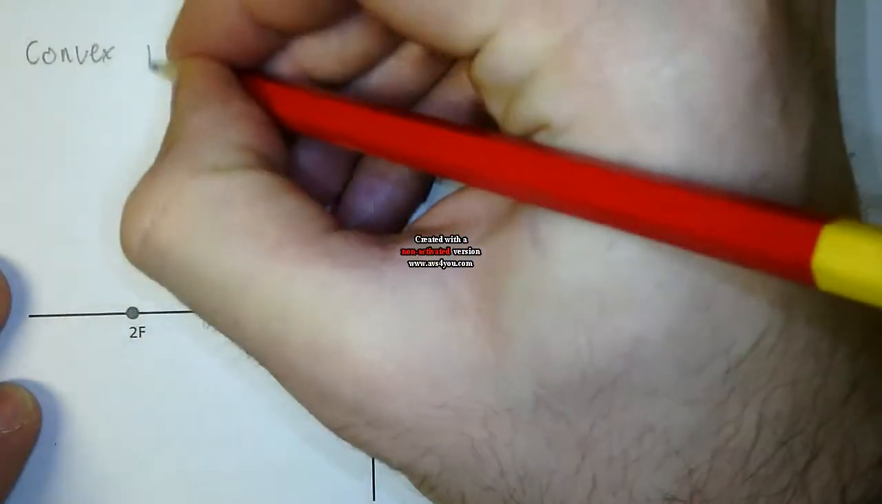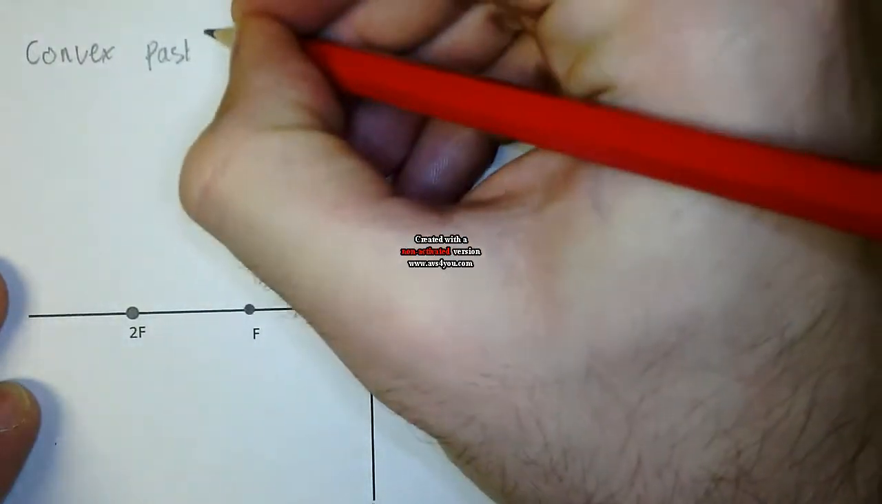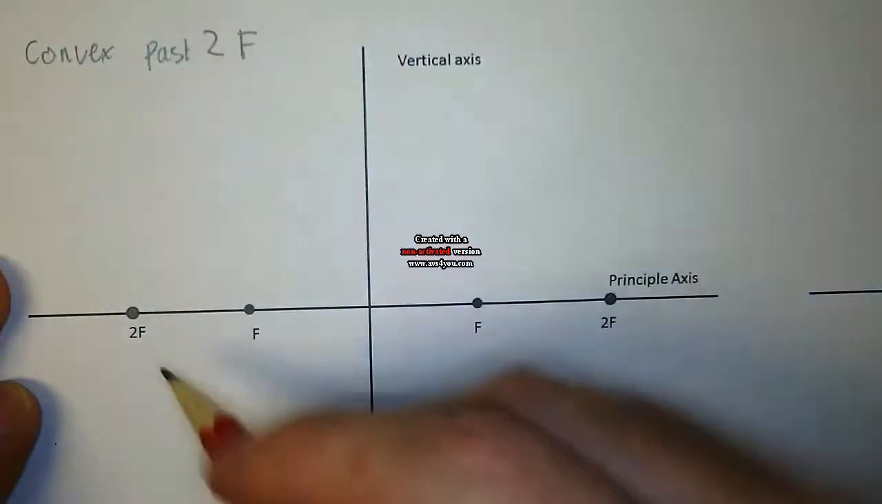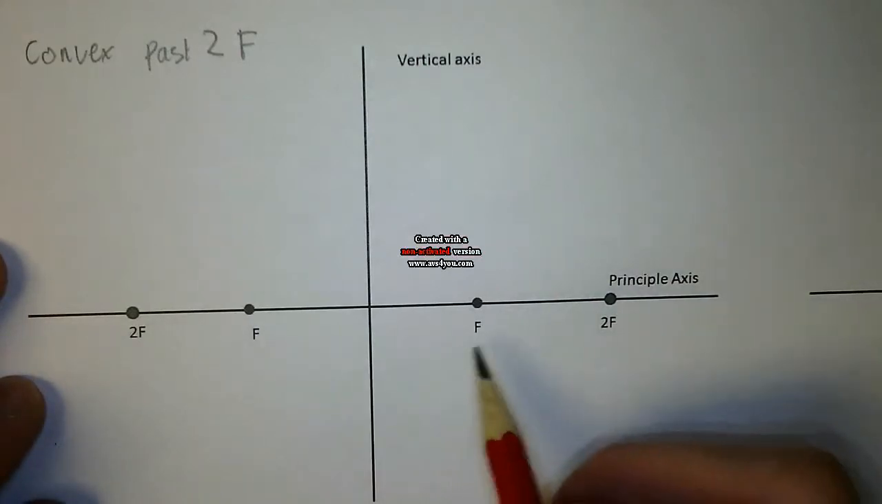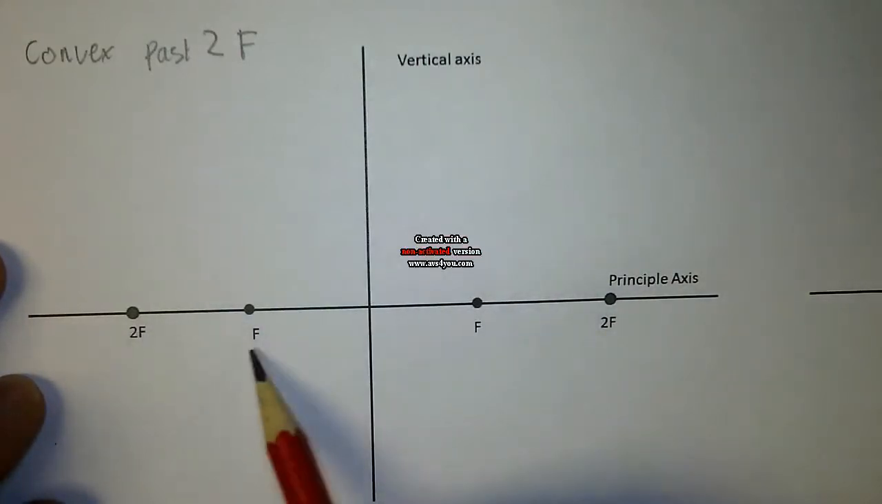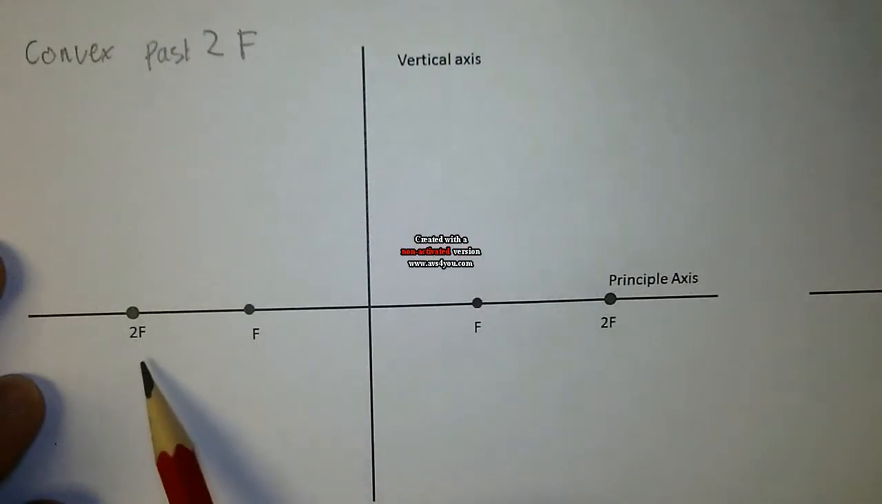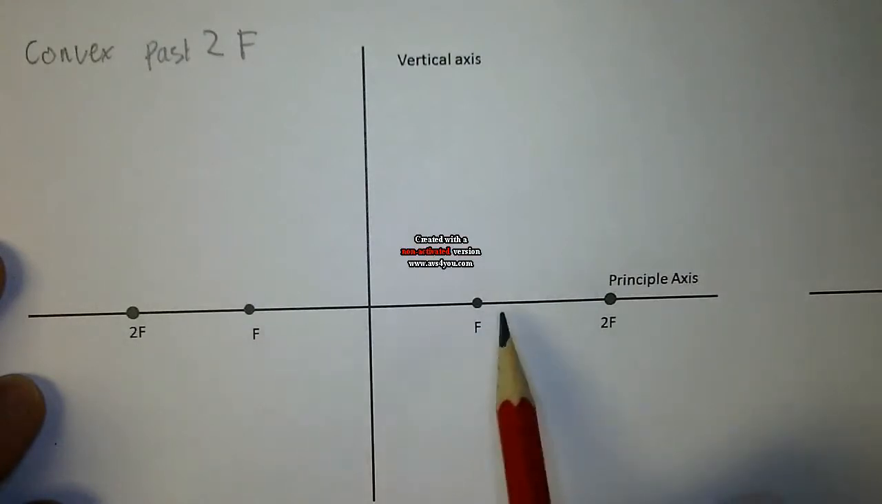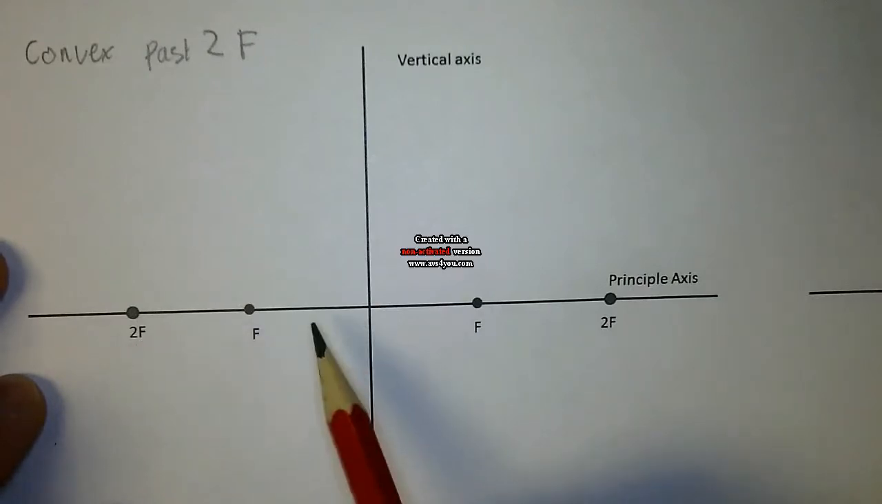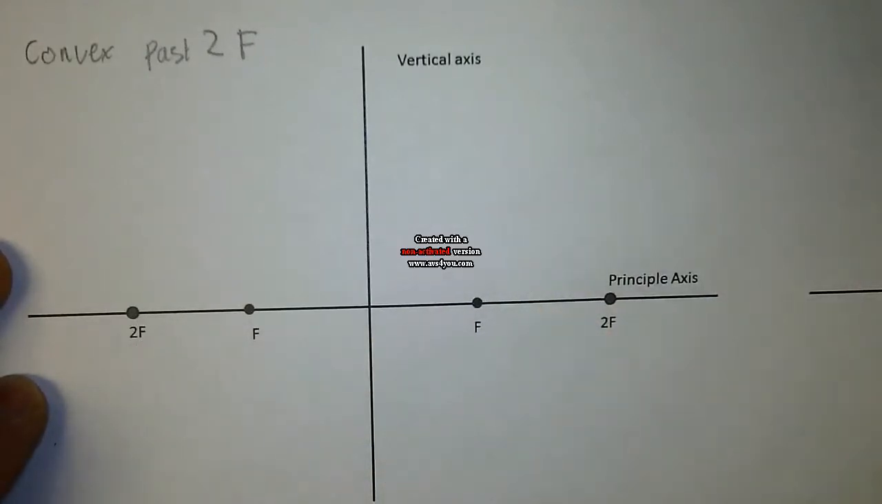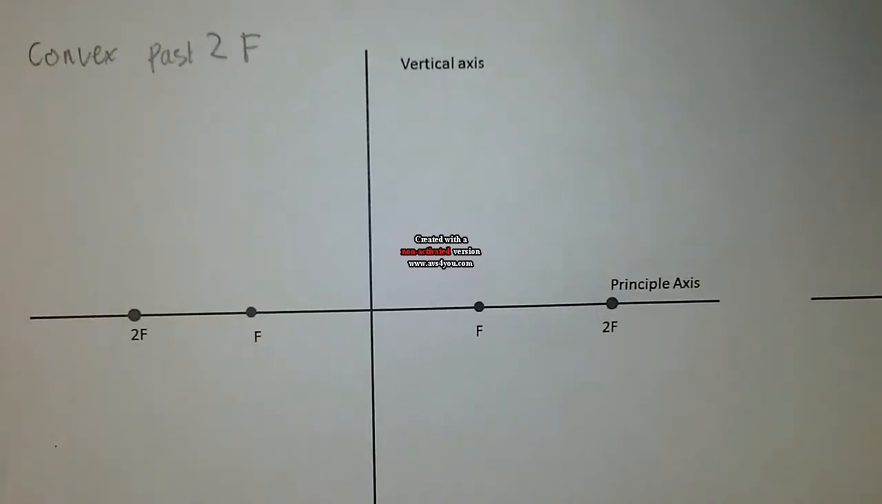and it's going to be past 2f. Okay, so past 2 times the focal point. I've already measured out here for you for these model ones where the focal points are, and where 2 times the focal point is, because that becomes important when you're looking at the size and the type of image you are producing.